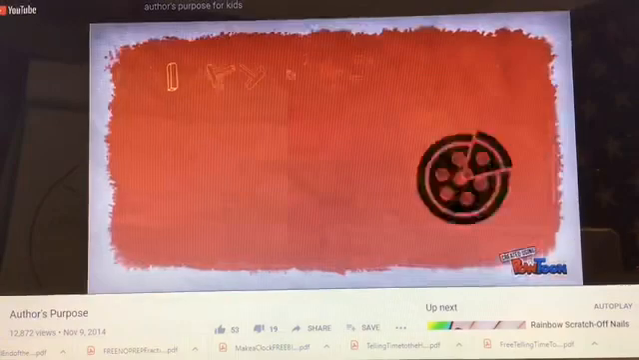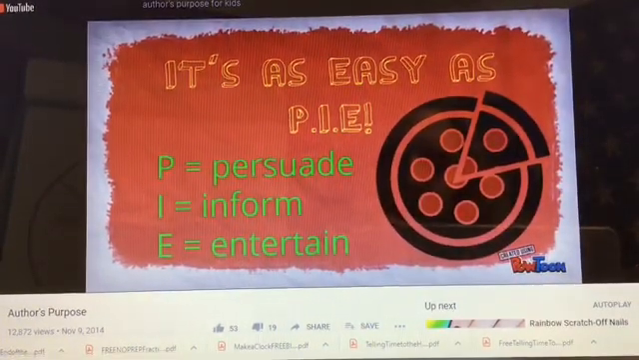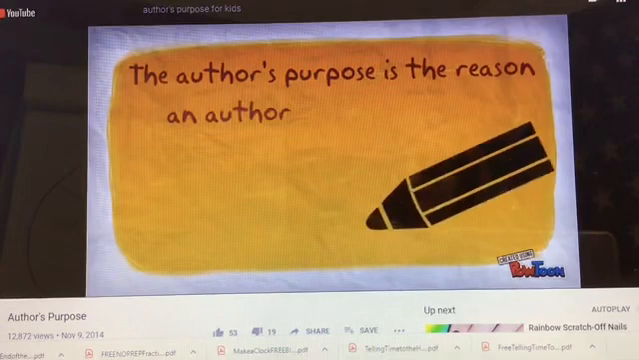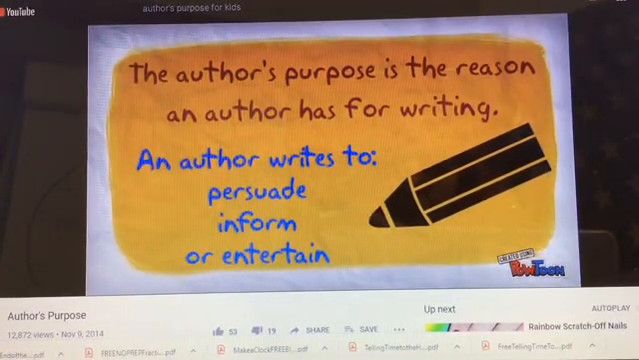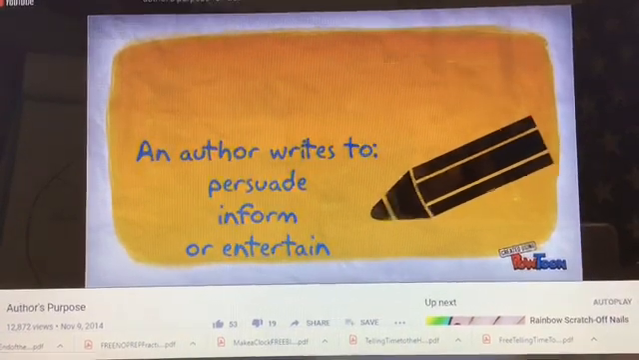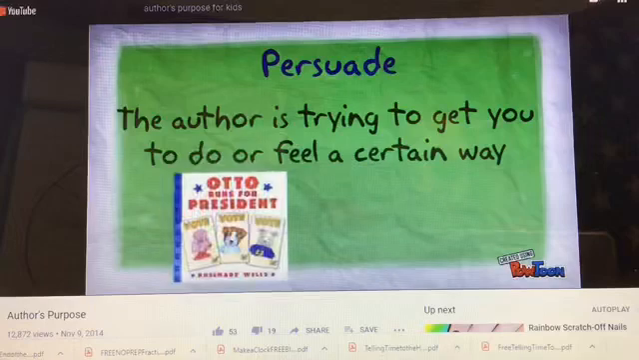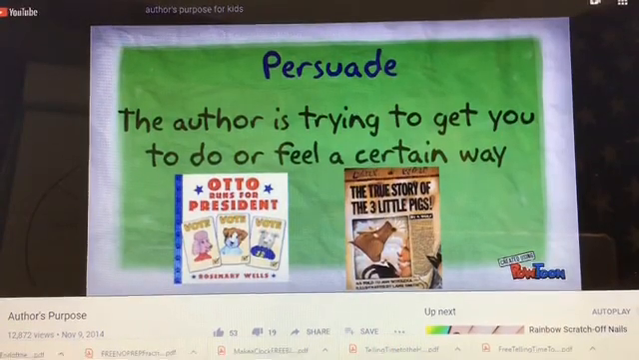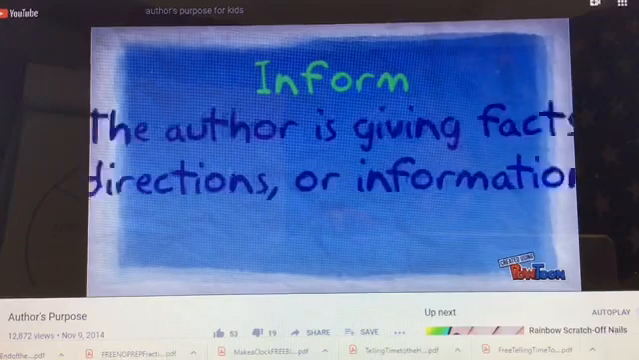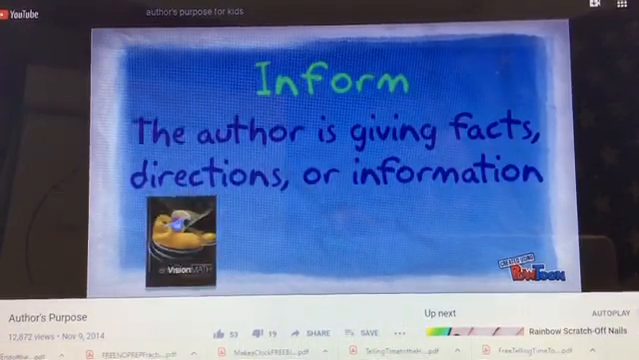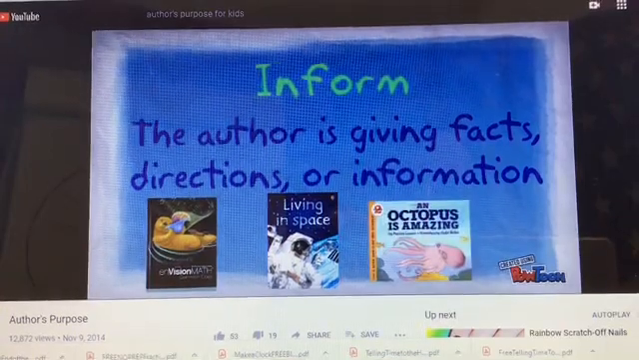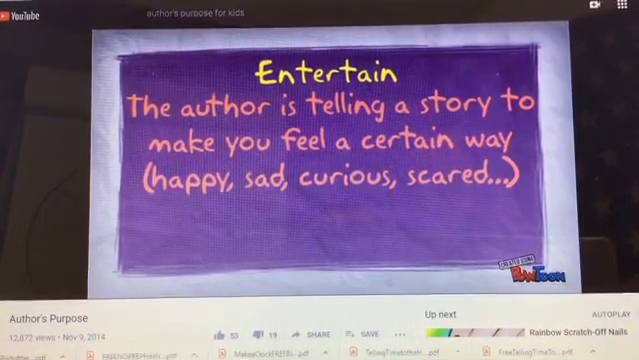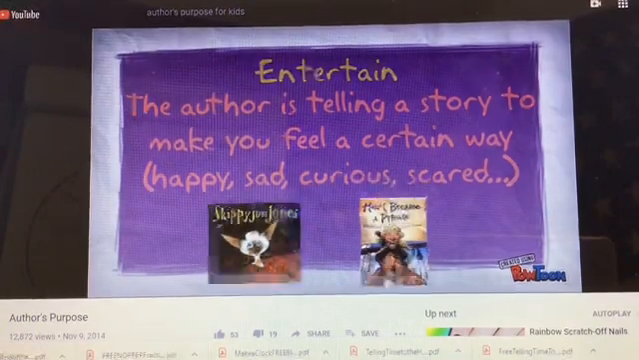Author's purpose. It's as easy as pie. Persuade, inform, entertain. The author's purpose is the reason an author has for writing. An author writes to persuade, inform, or entertain their readers. Persuade. The author is trying to get you to do or feel a certain way. We will read the true story of the 3 little pigs in class. Inform. The author is giving facts, directions, or information, such as your math textbook and these other books. Entertain. The author is telling a story to make you feel a certain way, happy, sad, curious, scared, or other feelings, just like in those books.